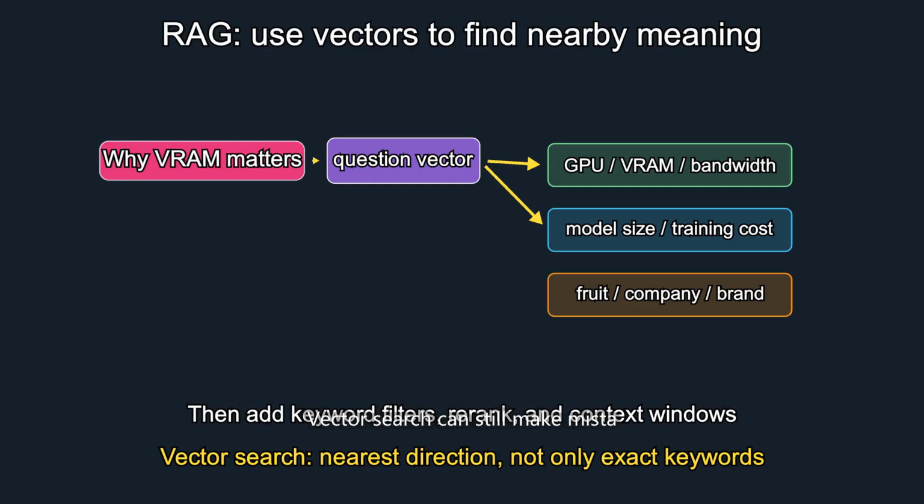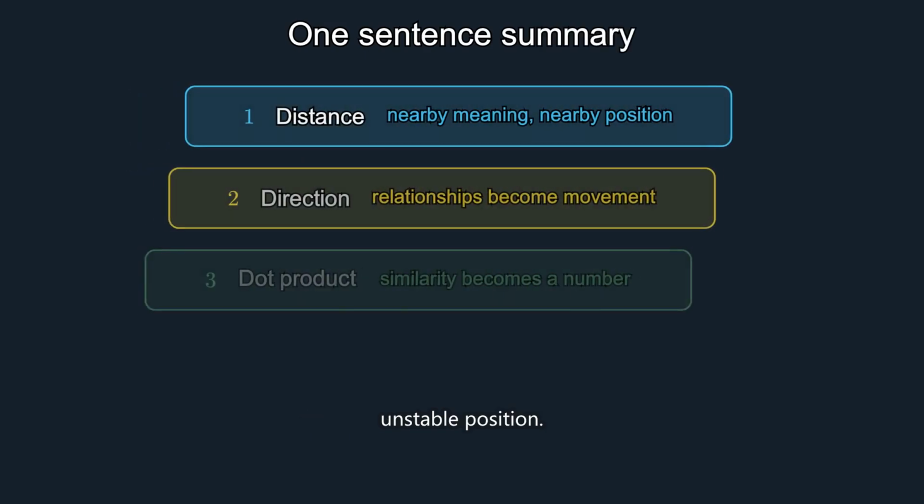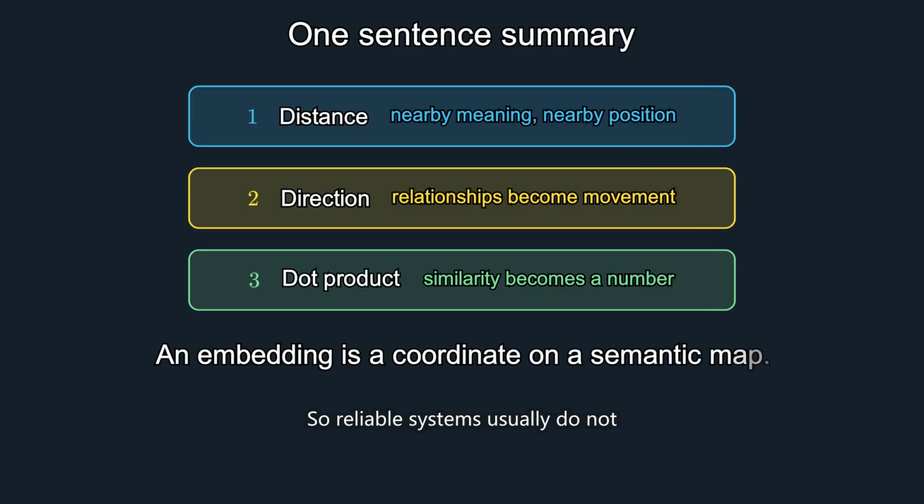Vector search can still make mistakes. Two phrases may look related because they appear in similar articles. A new meme, product name, or rare technical term may have an unstable position. So reliable systems usually do not trust one vector score alone. They add keyword filters, a re-ranker, context windows, and sometimes human rules. The embedding gives a strong first guess. The later steps judge the details.